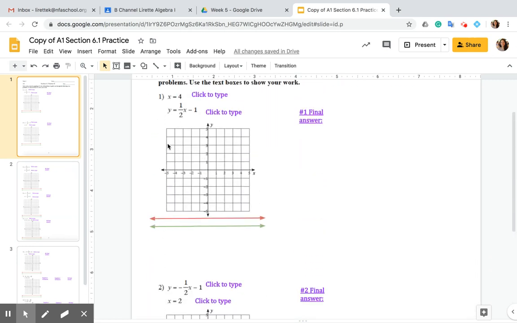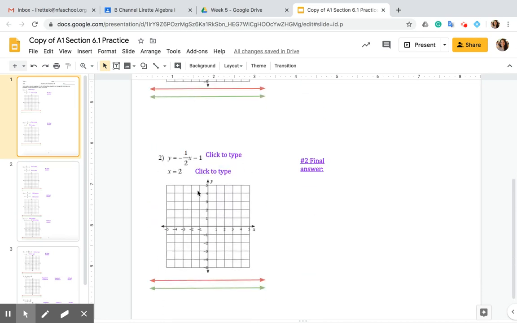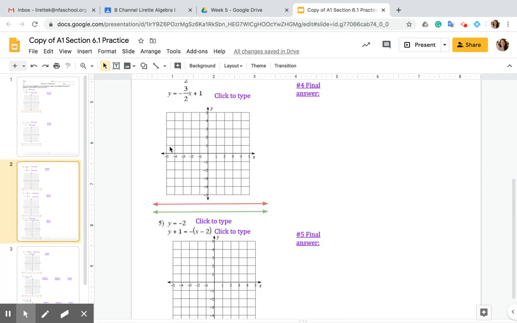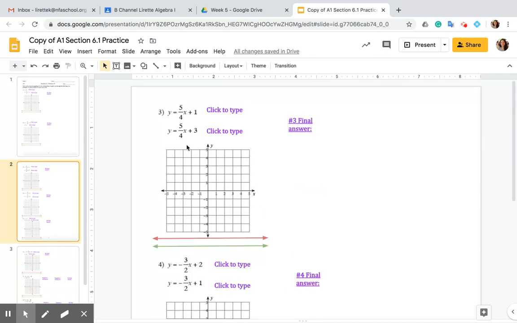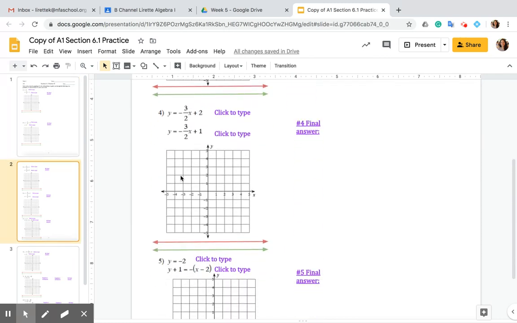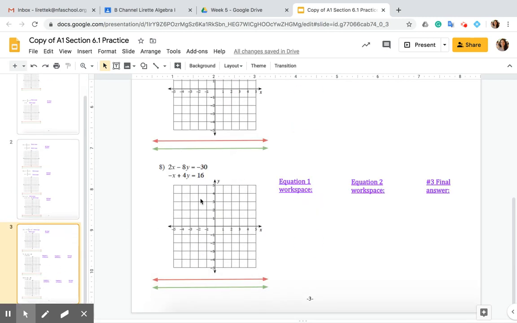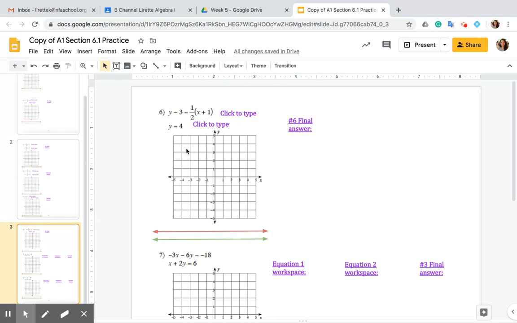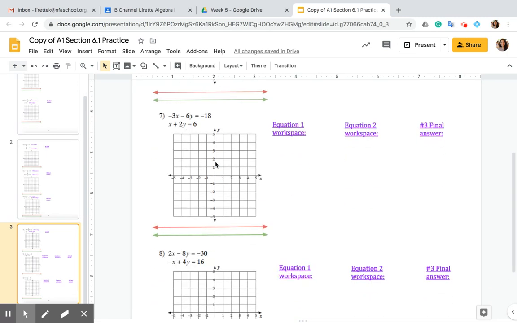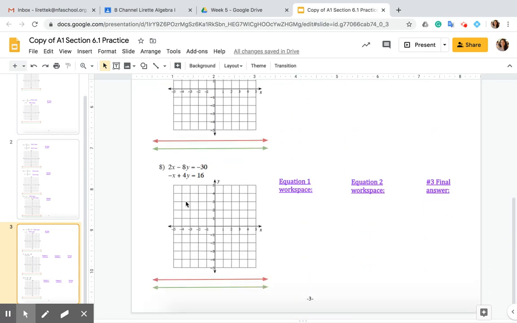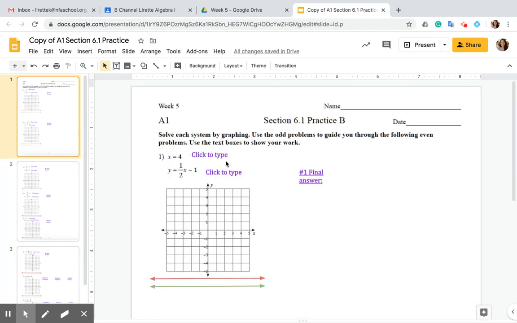So for example, I'm going to do number 1. You'll use number 1 to guide you through how to do number 2. I'll do number 3. You'll look at number 3 to help guide you to do number 4. I'll do number 5. You'll go to the next page and use it to help you do number 6. And then lastly, I'll do number 7, and you'll use number 7 to help you with number 8. So let's go ahead and get started.